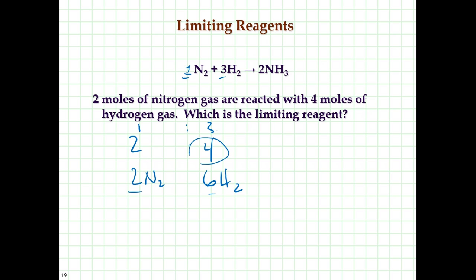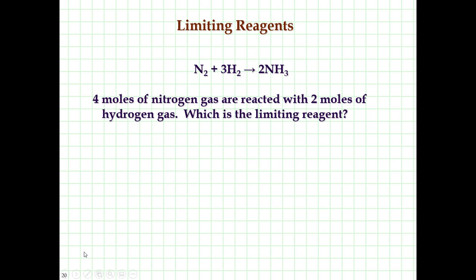I only have 4 hydrogens. That's not enough. This is going to be my limiting reagent. 4 moles of hydrogen is not enough hydrogen to react with all of the nitrogen. I need 6 hydrogens to react with 2 nitrogens. I've only got 4. Not enough. It's limiting, which means that the nitrogen is in excess.